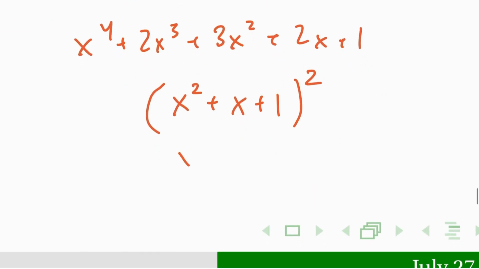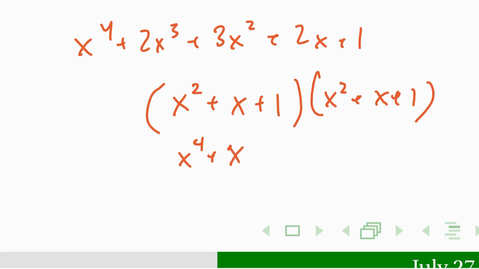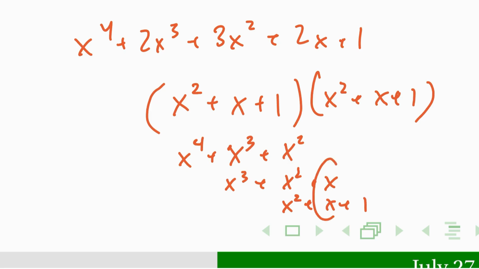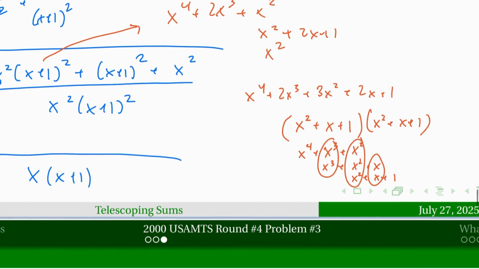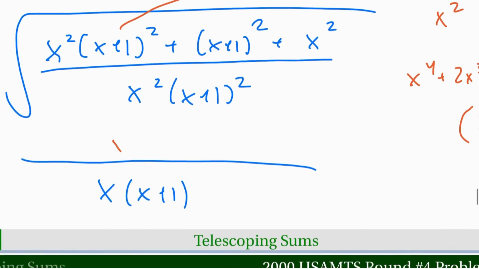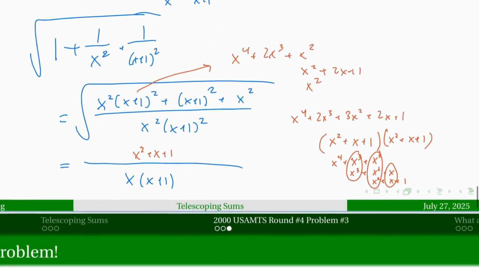That's very nice. Let's expand this here. Notice that this just becomes x to the 4 plus x cubed plus x squared, plus x cubed plus x squared plus x squared plus x plus 1. This is 2, this is 3, this is 2. So it's a very nice factorization, but it's kind of hard to see, so I'll give that to you. x squared plus x plus 1 is a common term there.